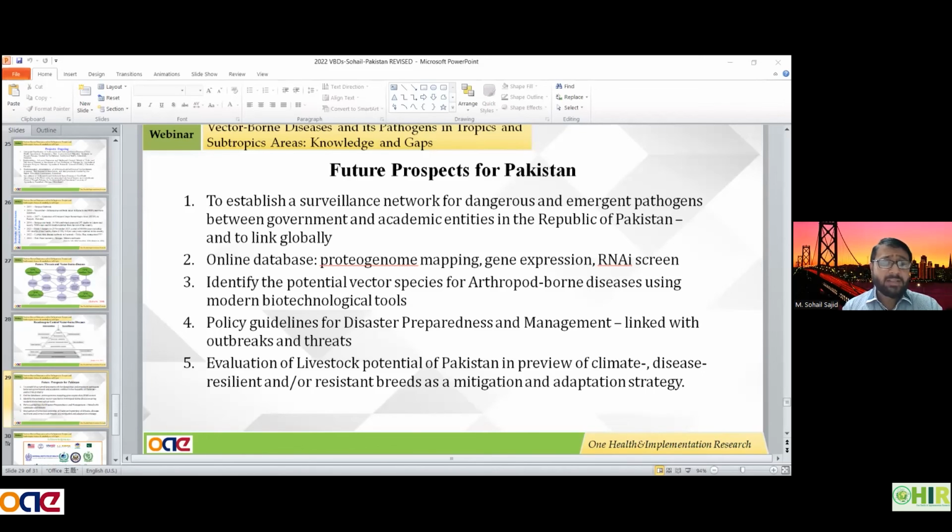So policy guidelines should be developed for disaster preparedness and management, because these disasters are linked with outbreaks and threats, especially for vector-borne diseases. And then an evaluation of the livestock potential of Pakistan, in view of climate or disease resilient and resistant breeds, should be done, so that mitigation and adaptation strategies go side by side for appropriate control measures. And finally, I would acknowledge all the funding agencies which have supported these kinds of research here in Pakistan. Thank you very much everybody for the patient hearing.